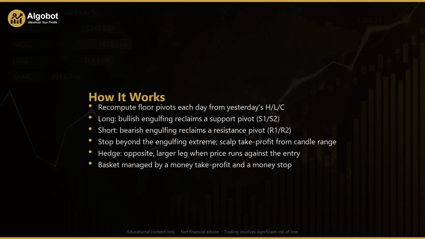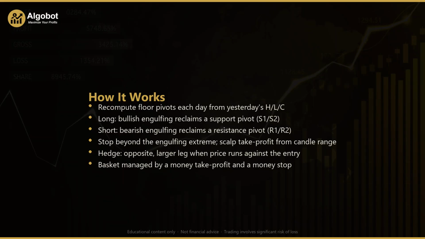The short is the exact opposite. The strategy looks for a bearish engulfing candle whose high pushed up into a resistance pivot, R1 or R2, but whose close finished back below it. Price probed above resistance, sellers rejected it, and a full-body bearish candle engulfed the prior one. That's a reclaim of resistance, and the EA signals a sell.